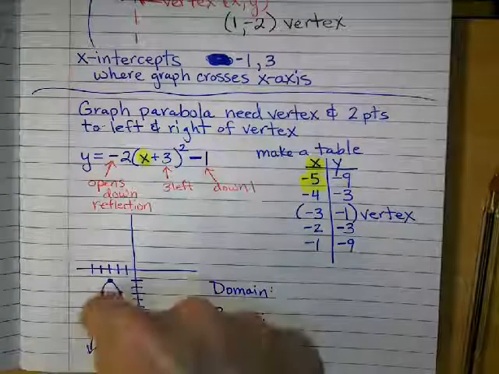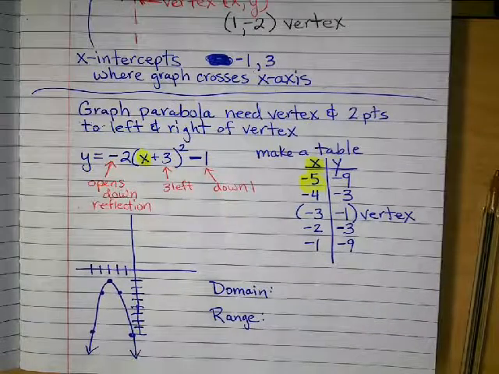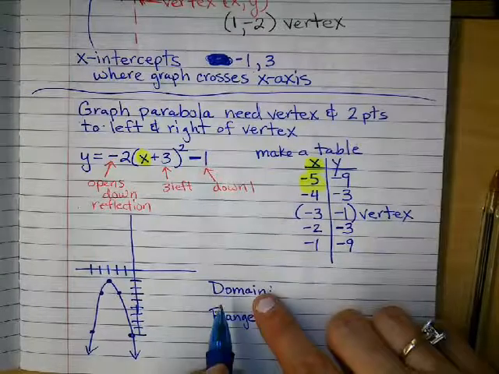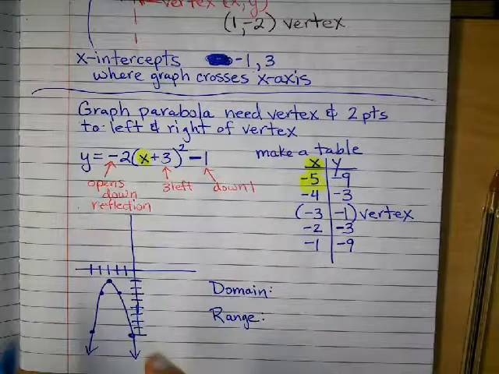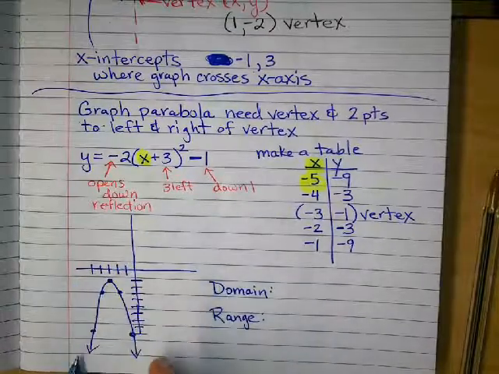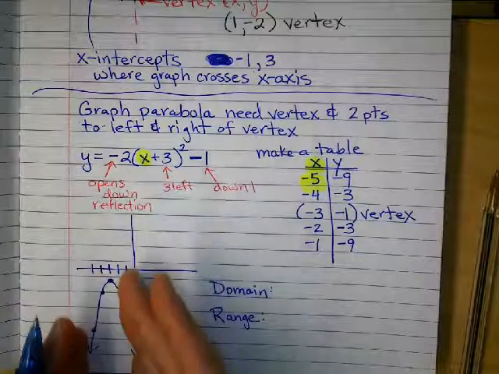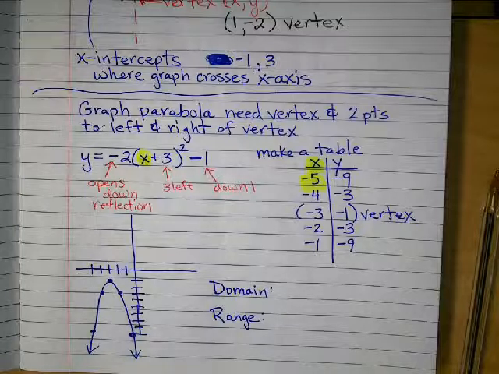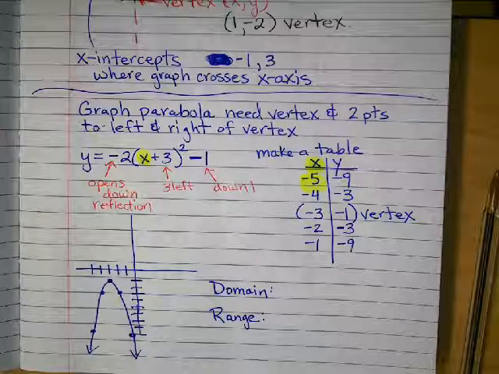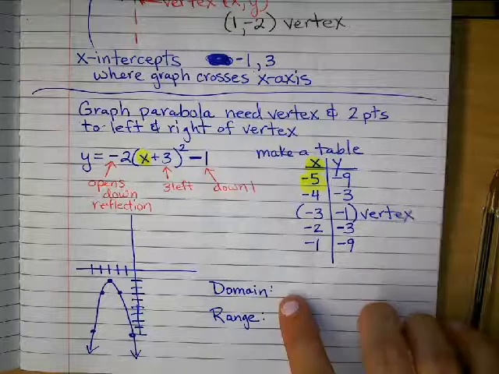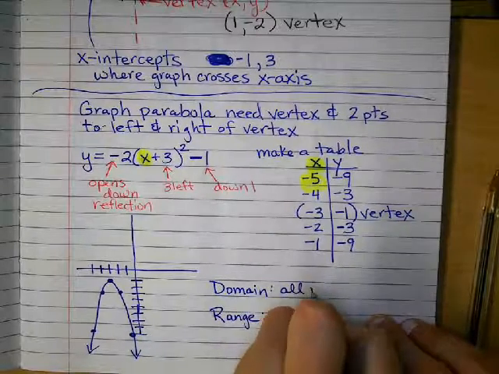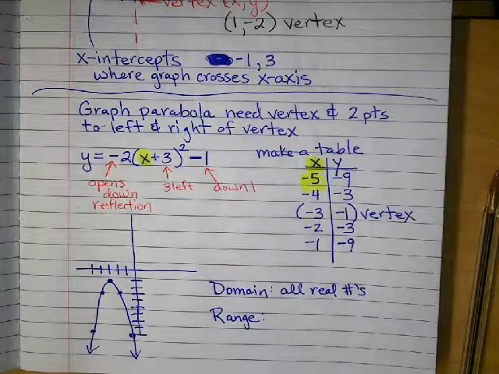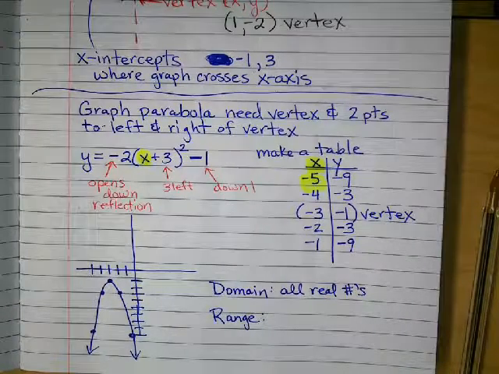Do you guys know what the domain is? Domain is like the x values the graph hits. Yeah, this graph goes down forever, but it also gets a little bit wider and wider as it goes down. It'll go down forever, and it keeps getting wider, so it goes to the left and to the right forever. So the domain is all real numbers. Another way to say that is negative infinity to positive infinity. We worked on that previously. So another way to say it is negative infinity, comma, infinity.